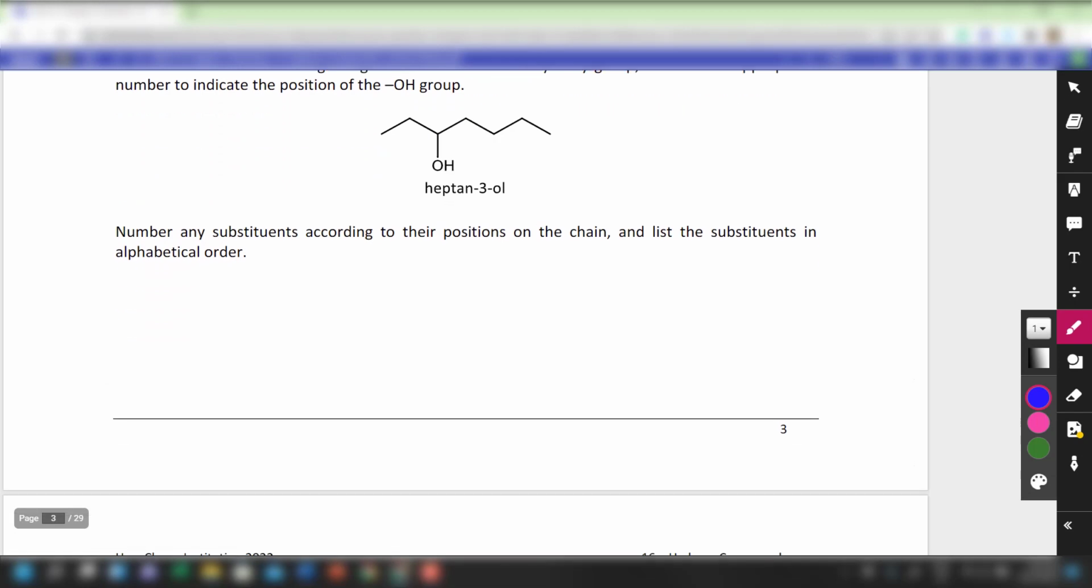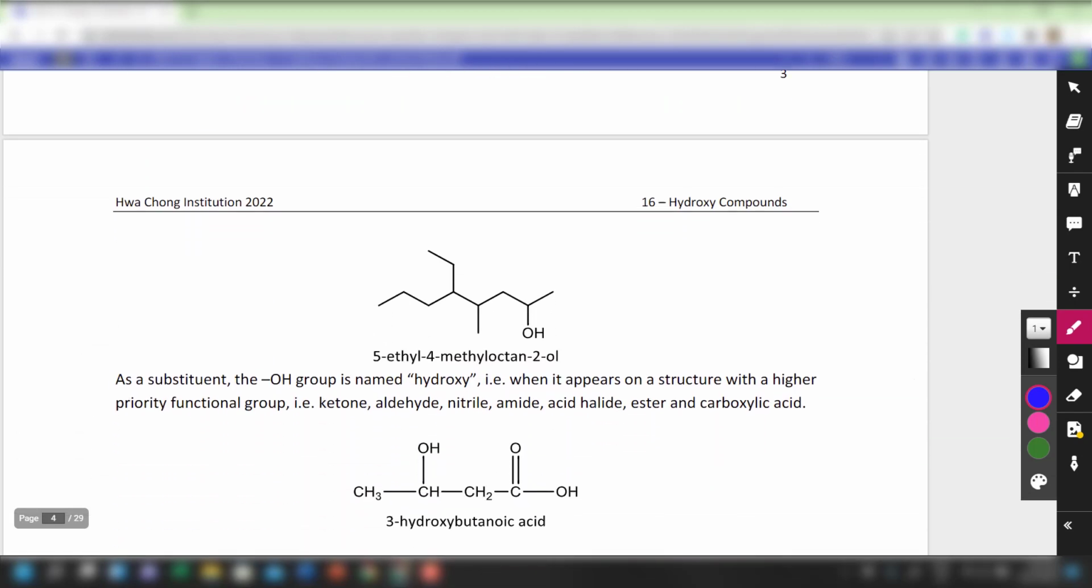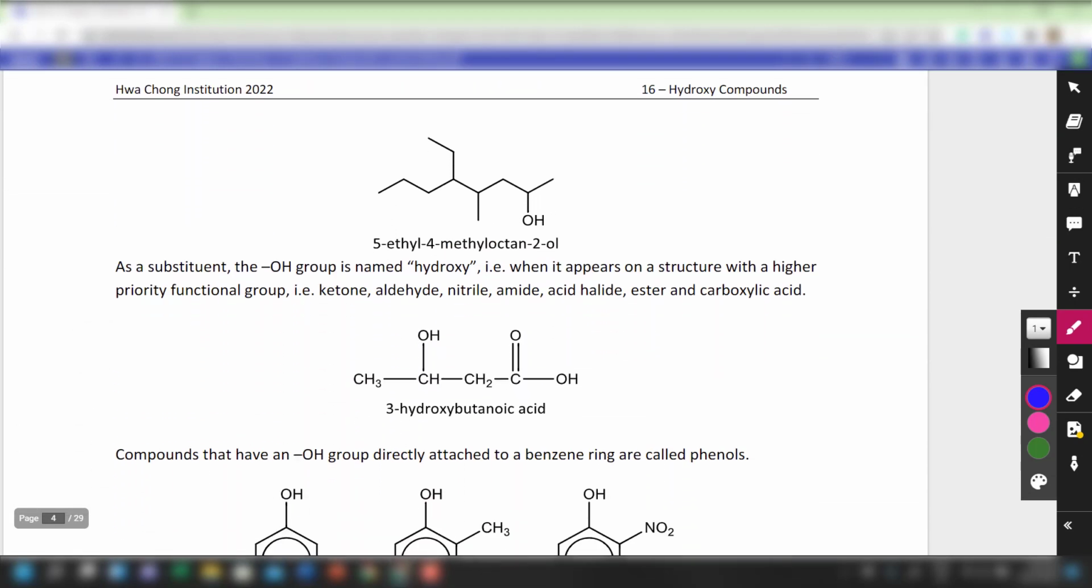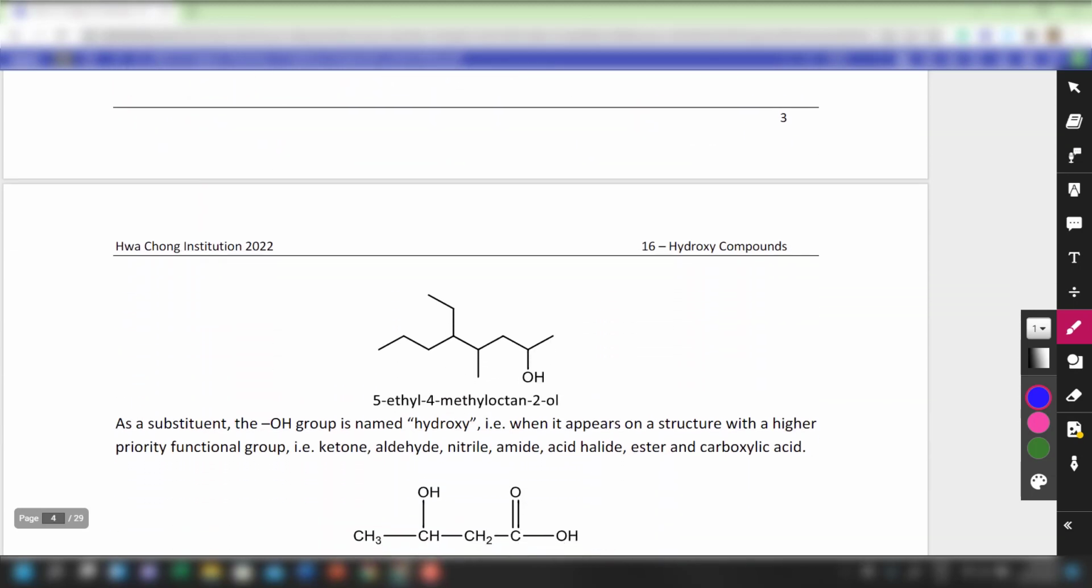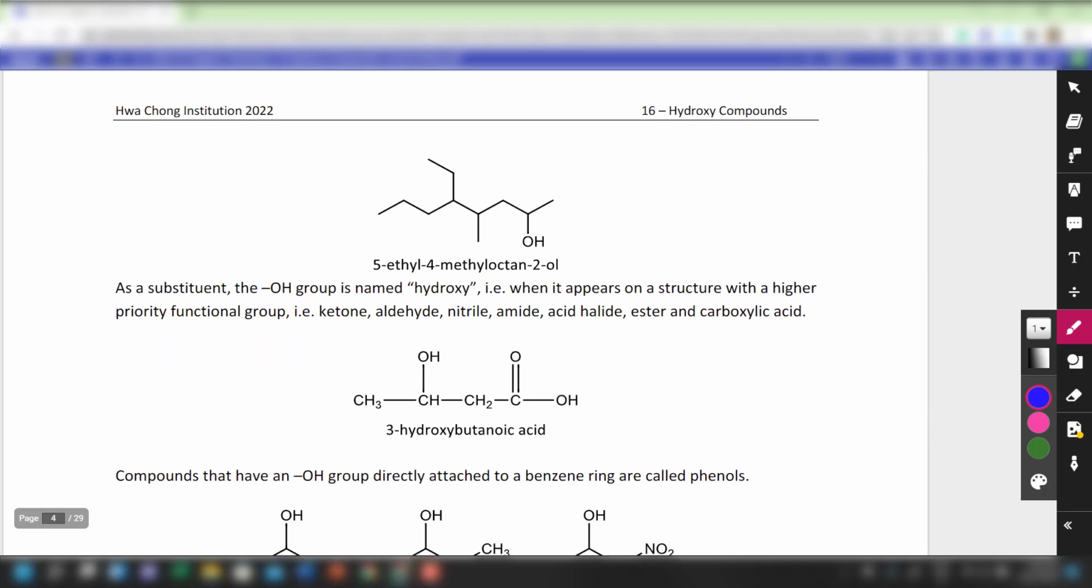I think the rest are pretty straightforward. Okay, so let's see. Basically, you're just trying to locate the position of the alcohol.